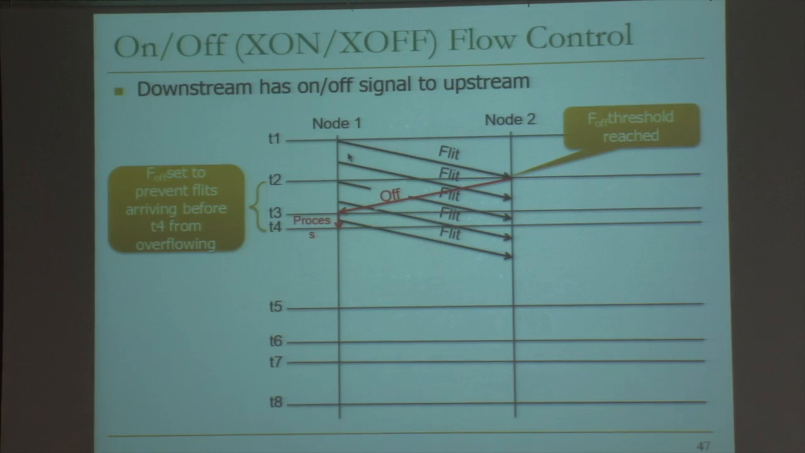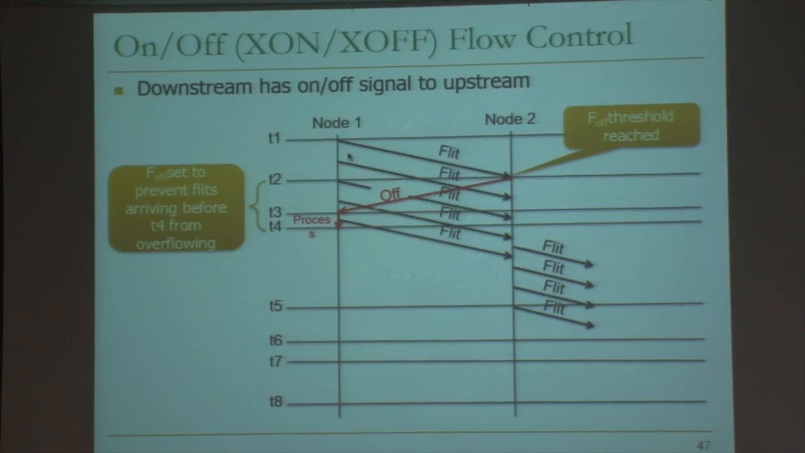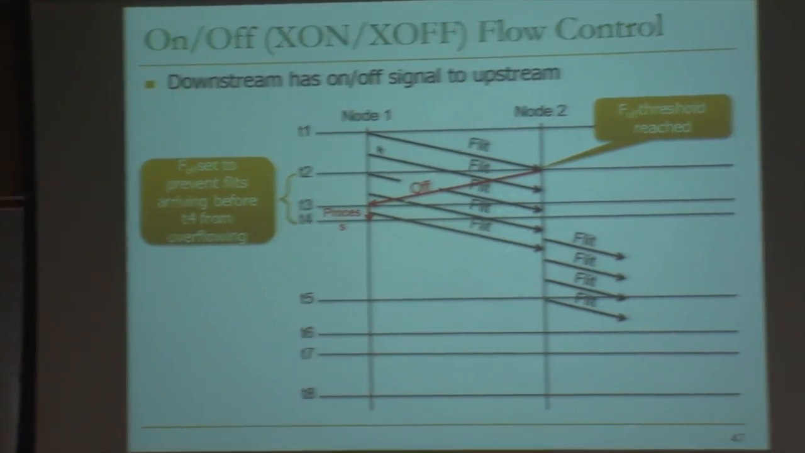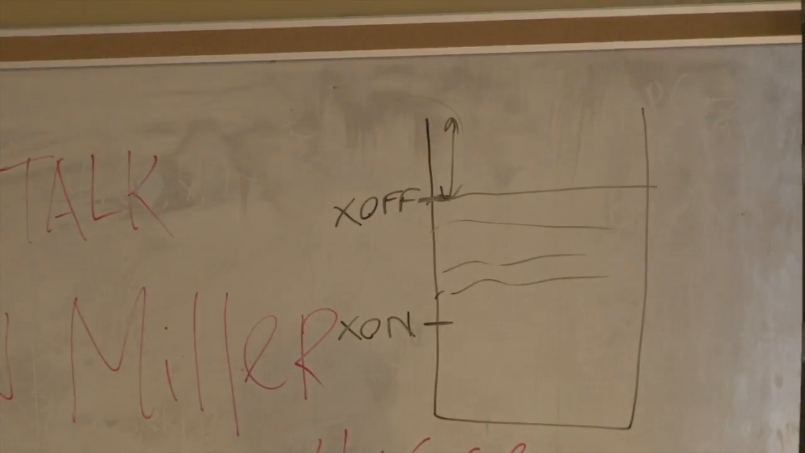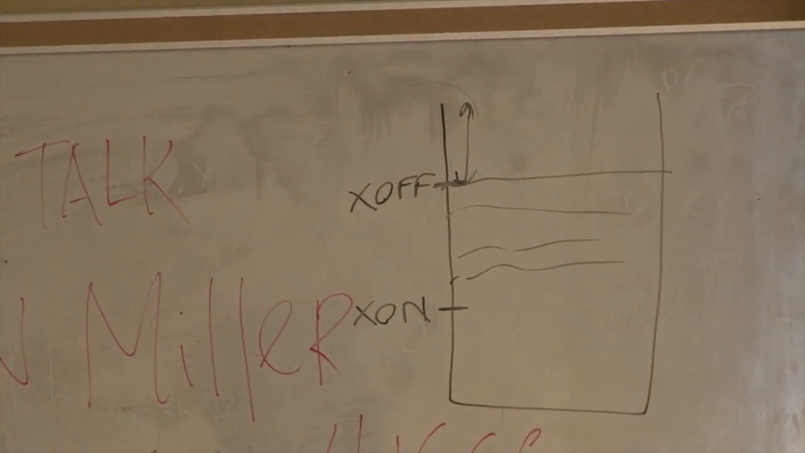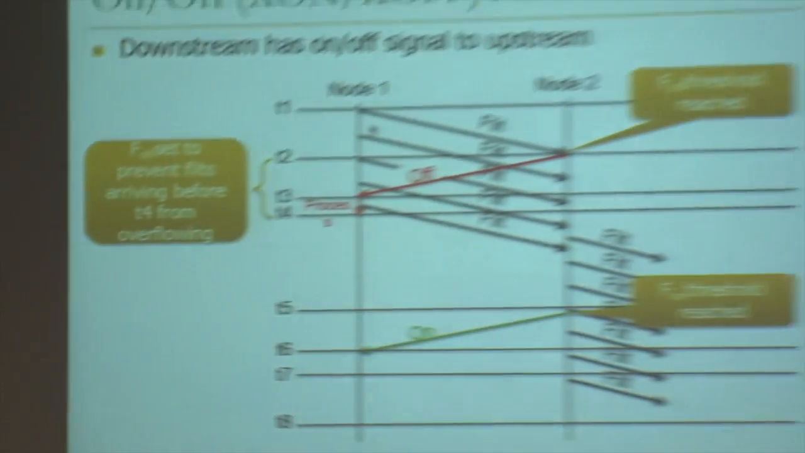Or 4 in this case. So by that point, node 1 realized that he shouldn't be sending any more. He just waits. Node 2 eventually starts getting rid of his packets. When the threshold falls down to X-on, so once he starts draining his bucket, when he feels comfortable, he re-enables node 1 by sending an X-on, and the thing goes on.